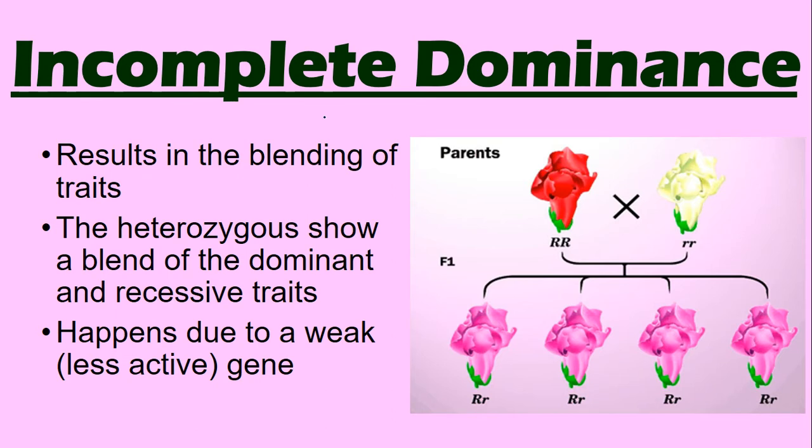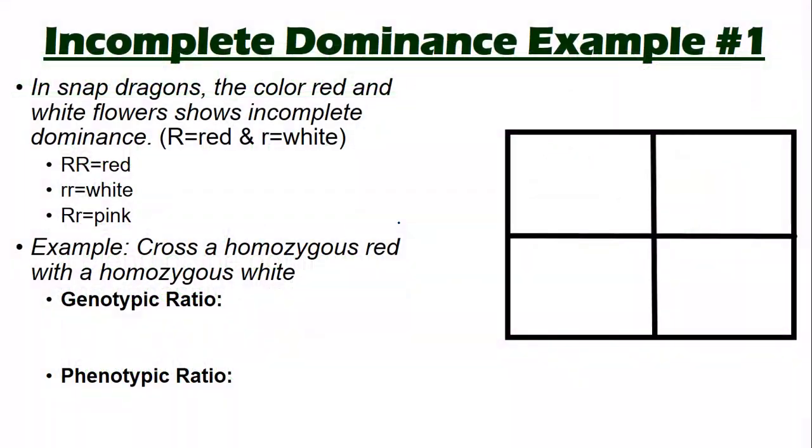Incomplete dominance results in the blending of traits. If you look here, here's a red flower and a white flower, and they have incomplete dominance, so they would have pink flowers. It only happens with the heterozygous genotype. That's where it blends, and it happens when there are weak or less active genes. Just because it's dominant doesn't mean it's always going to be dominant, and that's what's going to happen here. So let's solve these.